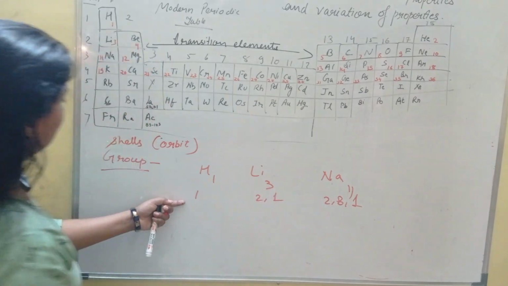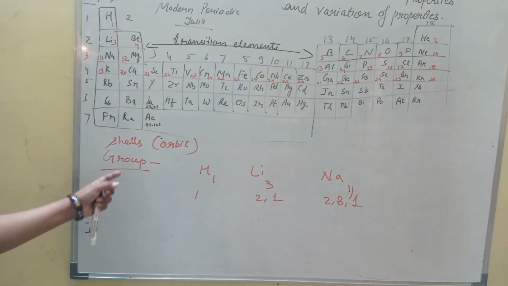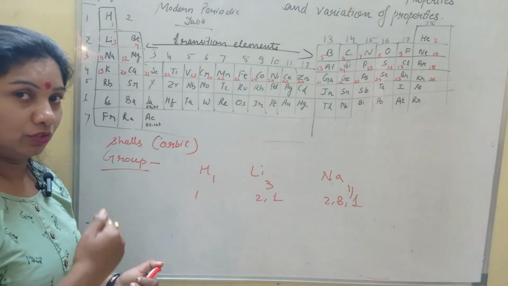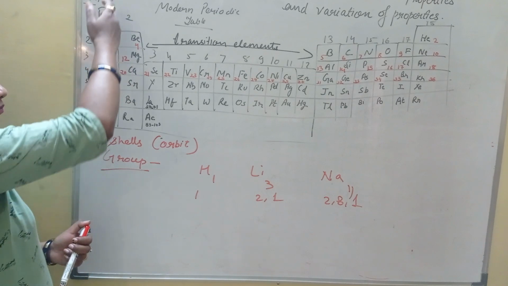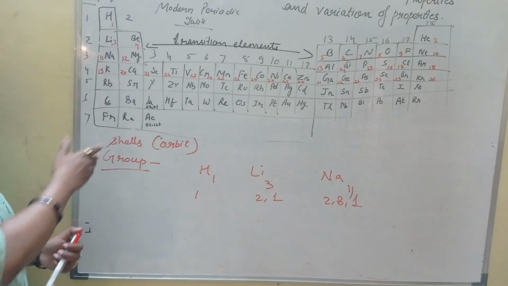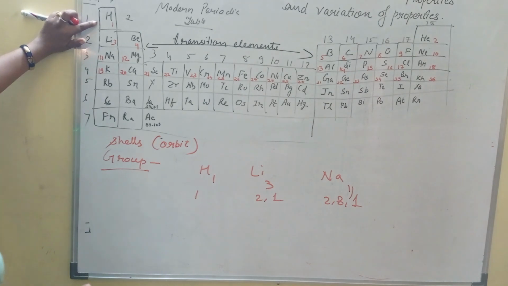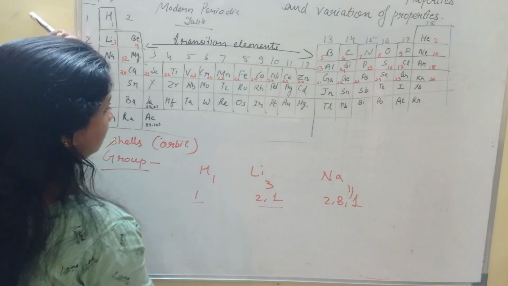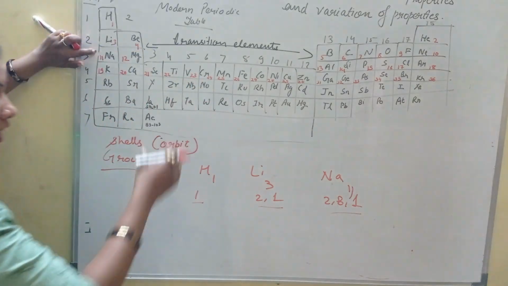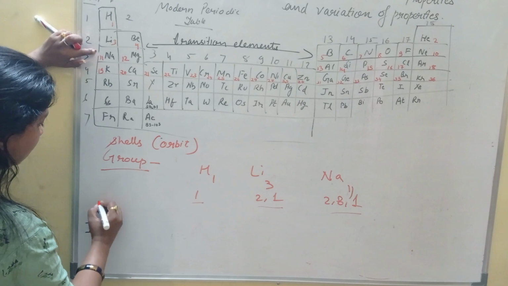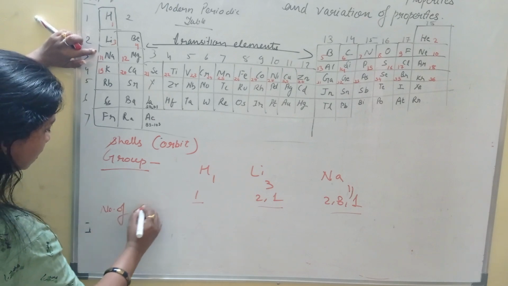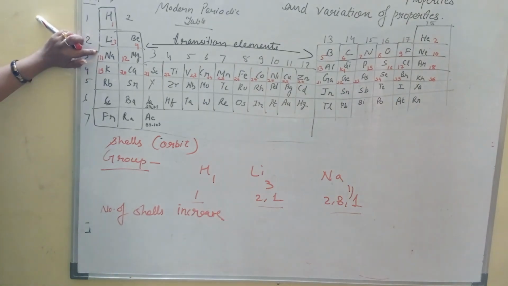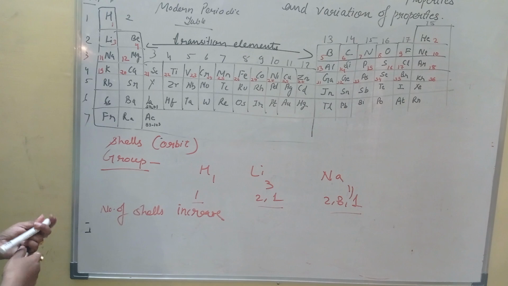So configuration is done. What we have to see is the number of shells in the group. What will happen to the number of shells if we move down the group? If I am saying group, that means you are moving down the group. ऊपर कुछ नहीं है, नीचे की ओर जाना है हमको, ठीक है? So when we are moving down the group, you can see that hydrogen has 1 shell, lithium has 2 shells, sodium has 3 shells. So if we move down the group, the number of shells increases. And in periods, what will happen in periods?